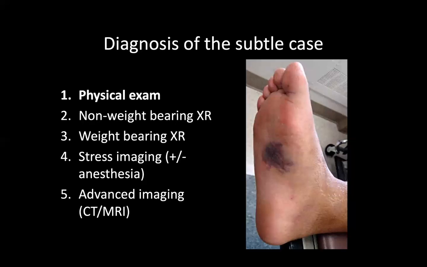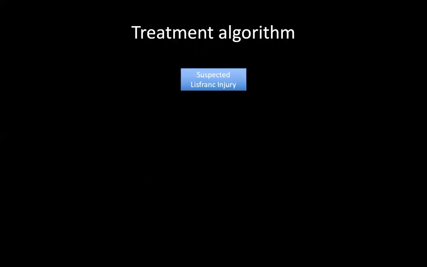If you're still unsure, you've got stress imaging, so you can do this either with or without anesthesia. You can apply a lateral force on the foot and see if you can reveal some instability, or you can use advanced imaging such as CT or MRI. So we'll talk a little bit about those, but I think I use the first three options there to diagnose and treat the vast majority of patients.